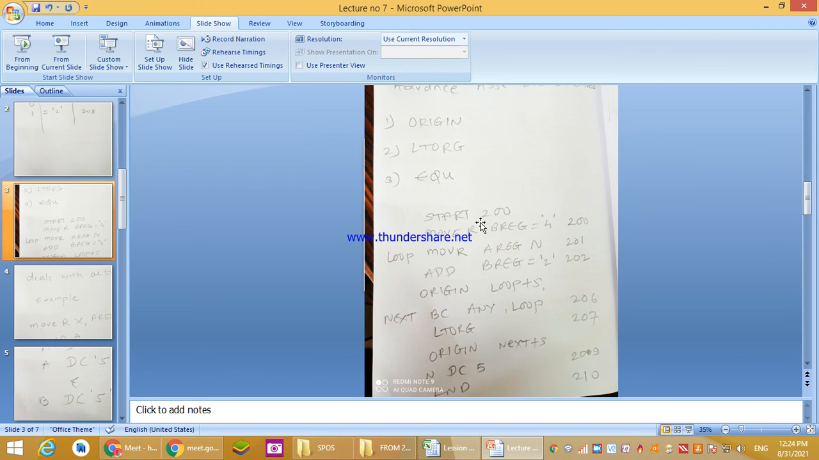Let's see. Here the program is telling START 200. As we have seen in our previous assembler directives, START is there, and in the operand we have written 200. It is nothing but the address of the immediate instruction after START. So that's why you can see over here, this is the address of this instruction.